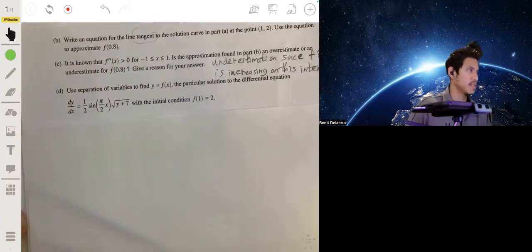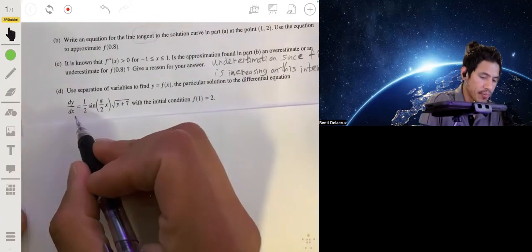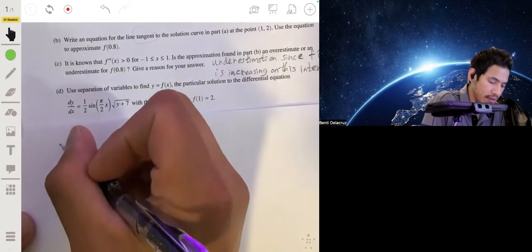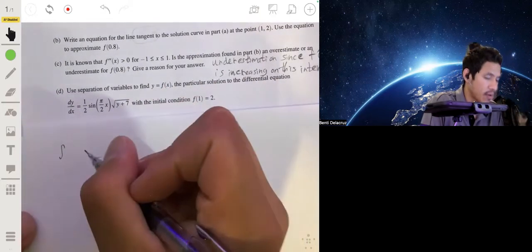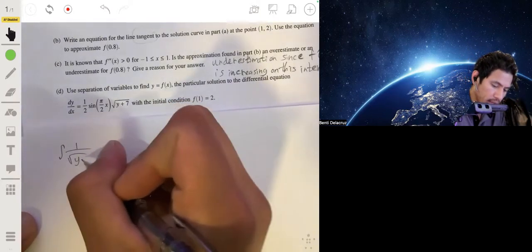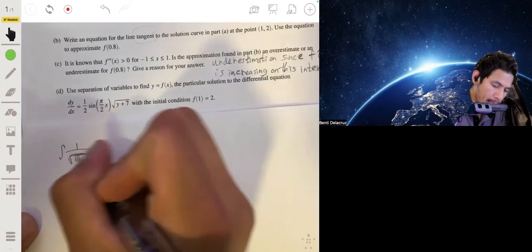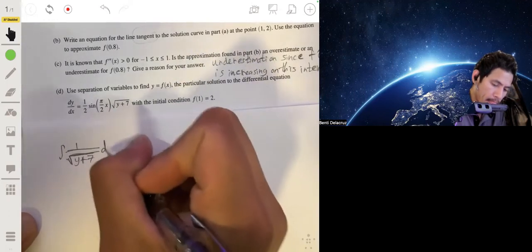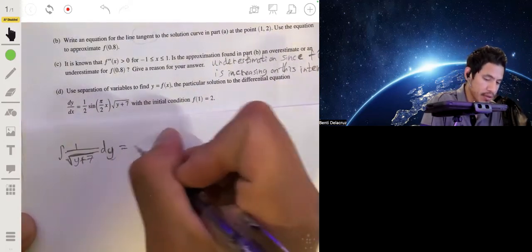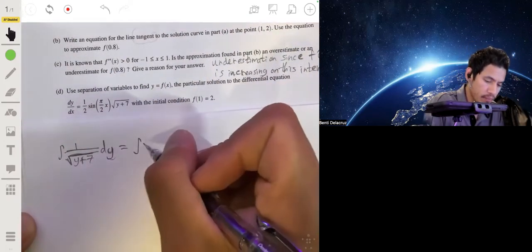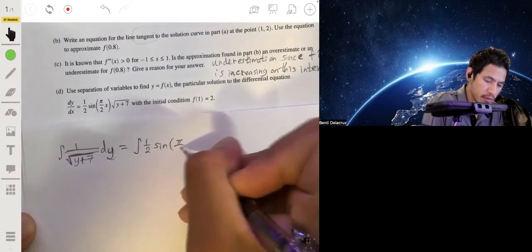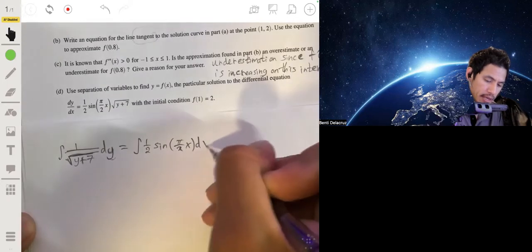So let's start off by multiplying the right by dx, and let's bring the y's to the left. So we'll have the integral on the left as 1 over the square root of y plus 7 dy, and the right side will be the integral of 1/2 times the sine of pi over 2x dx.